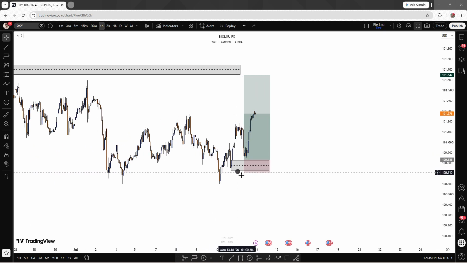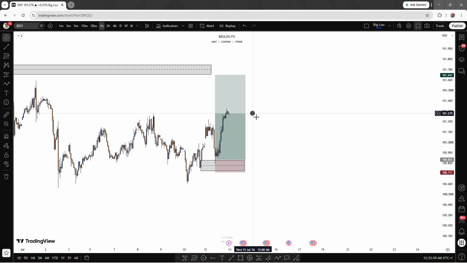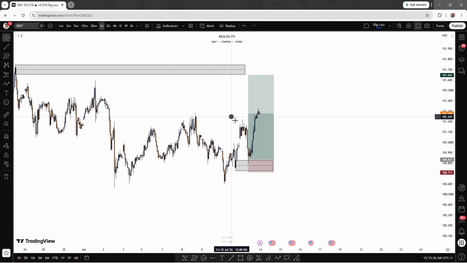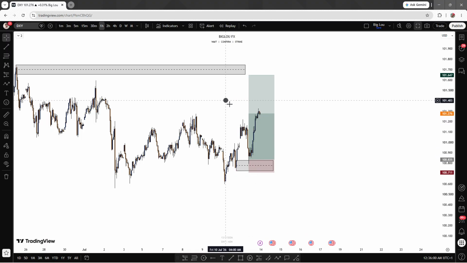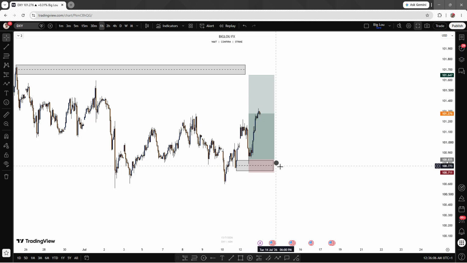So, 4 hour is opposing this trade here. 4 hour supply zone is why this trade is stalling in this place. All right, because this is a trade coming from the 1 hour demand, but the 4 hour supply is opposing it. Okay, is opposing it, and 4 hour is stronger than 1 hour.